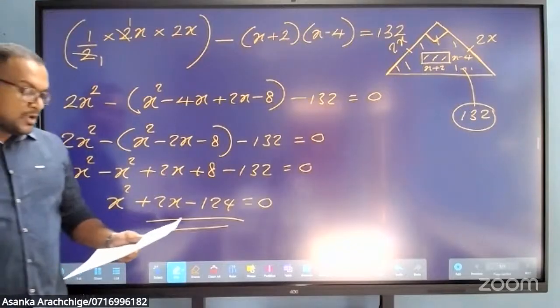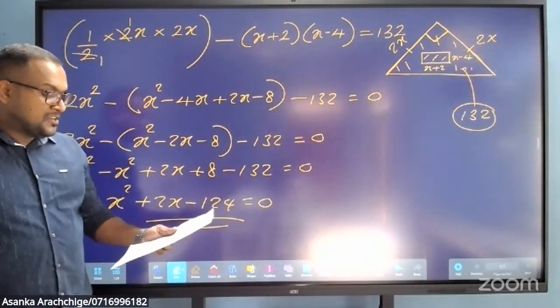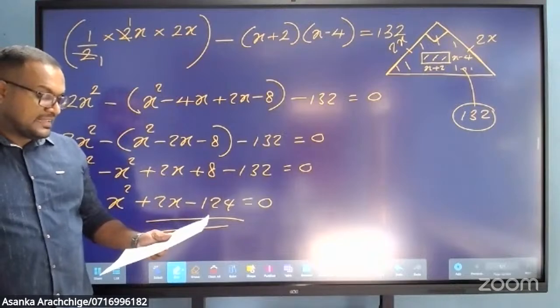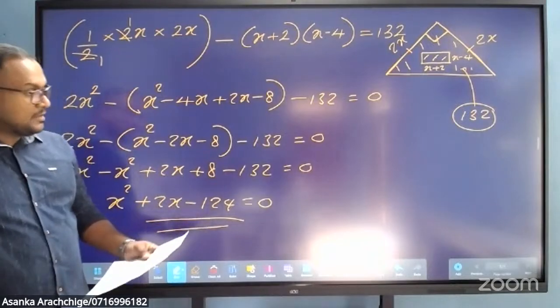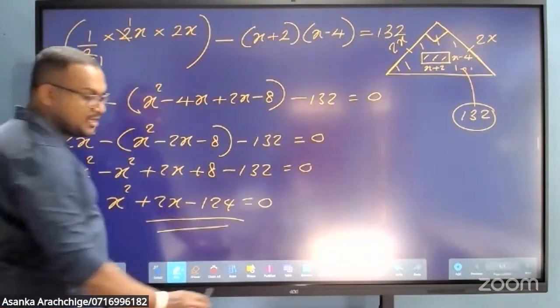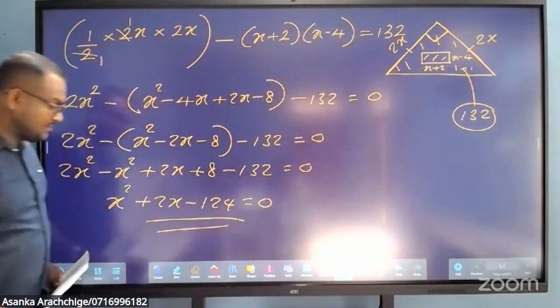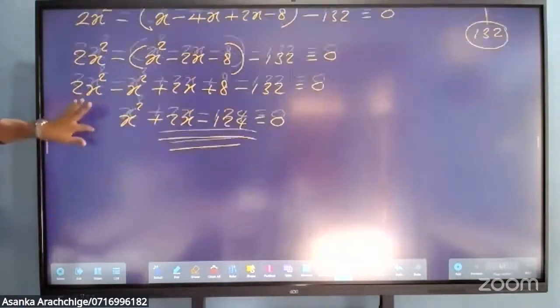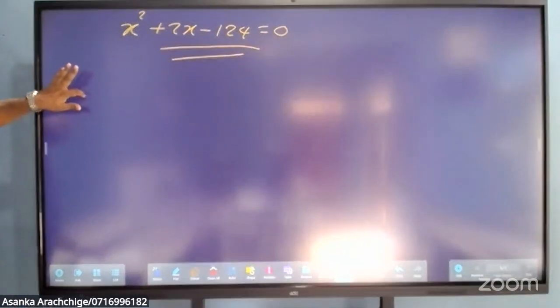Then we have to solve this equation and find the value of x to the nearest centimeter. Then we solve and find x to the nearest centimeter.